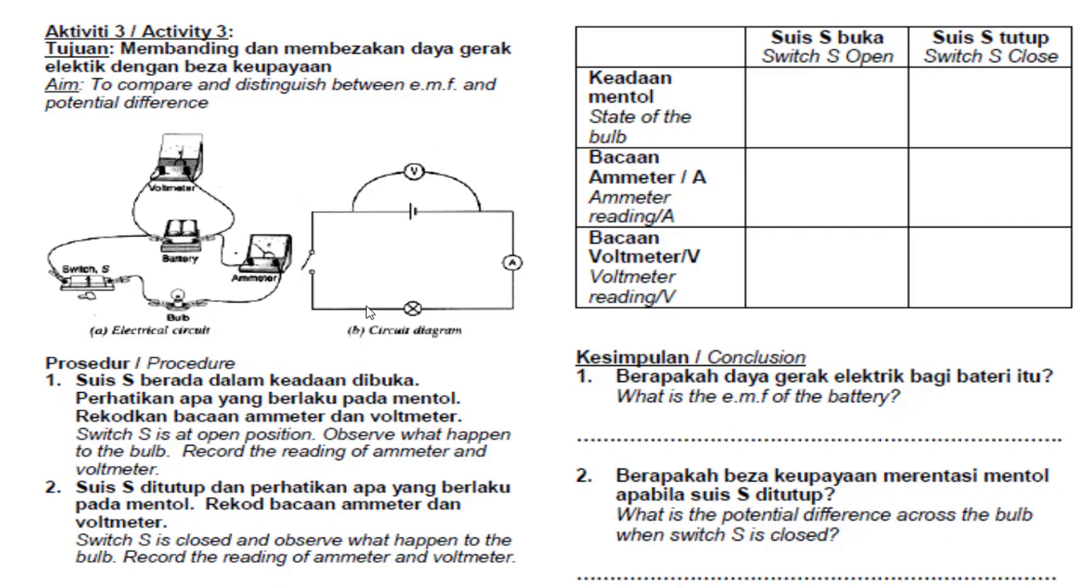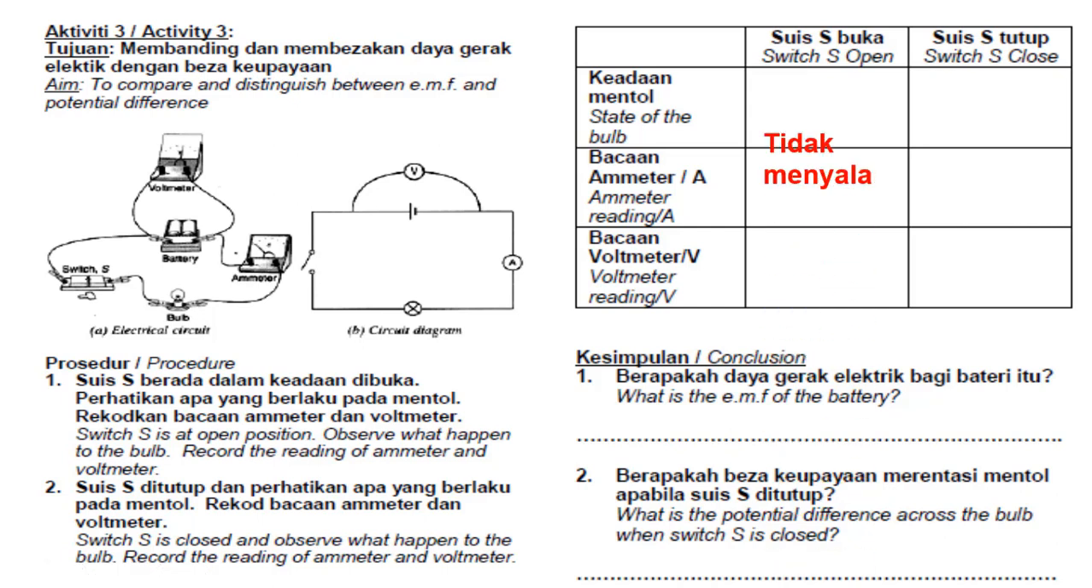So we will go further by doing a very simple activity. We need a battery, two batteries, ammeter, bulb, switch and voltmeter. Again, the voltmeter we connect in parallel with the battery, and then the switch, the bulb and the ammeter are all in series with the battery. Okay, first thing we have to do is open the switch.